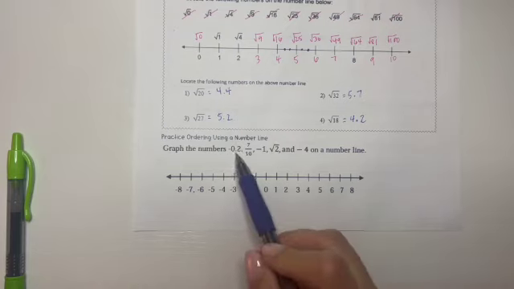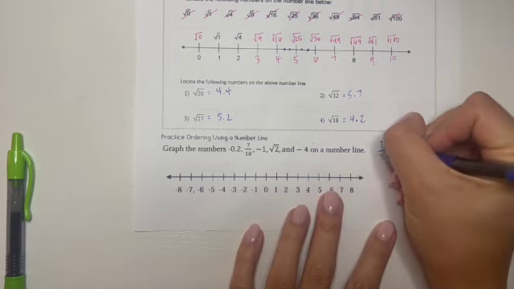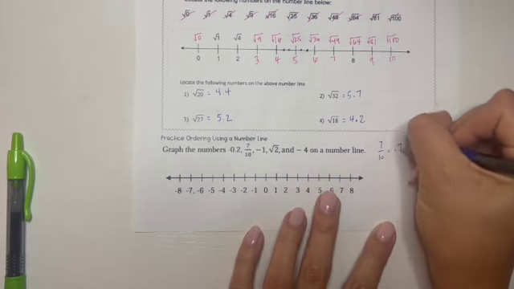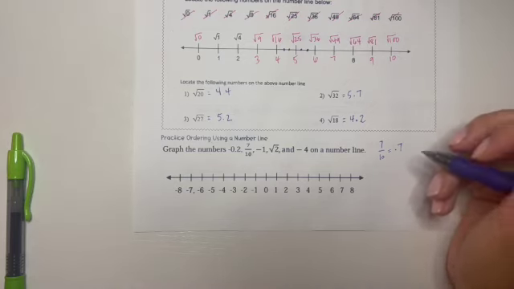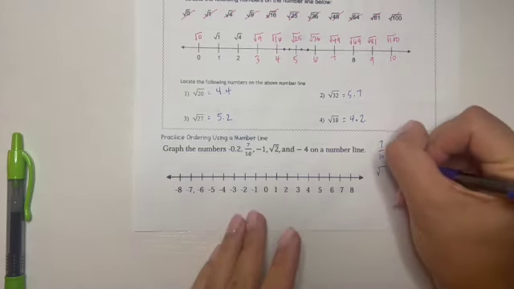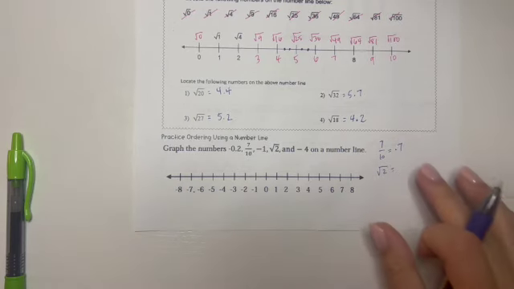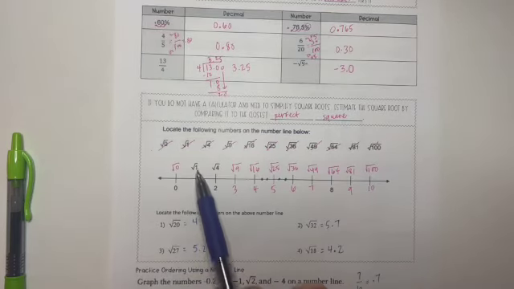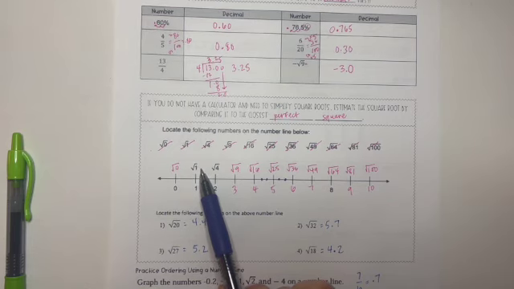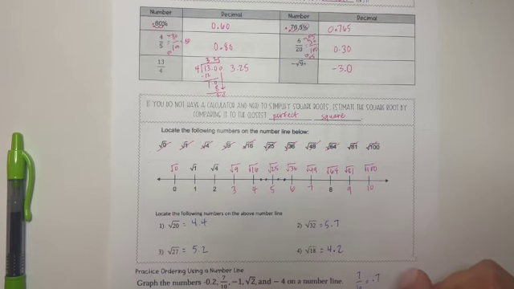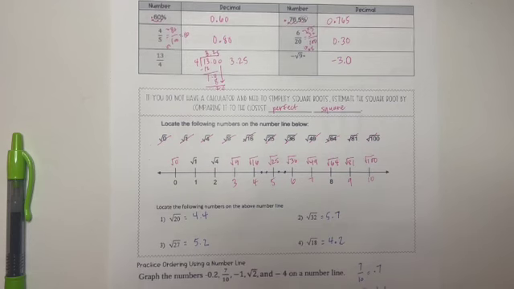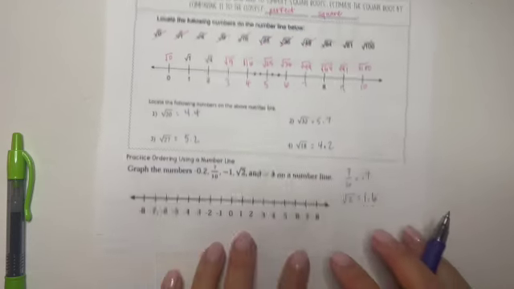This one's already in decimal format, so I'm going to change 7/10 to a decimal, which is 0.7. Then I have -1. I don't need to change that. The square root of 2, I do need to simplify that. I'm going to go back up to my number line here. I see that the square root of 2 is going to fall right about here. So I think it's going to be about 1.5 or so, 1.6, just making an estimate. And then I have -4.